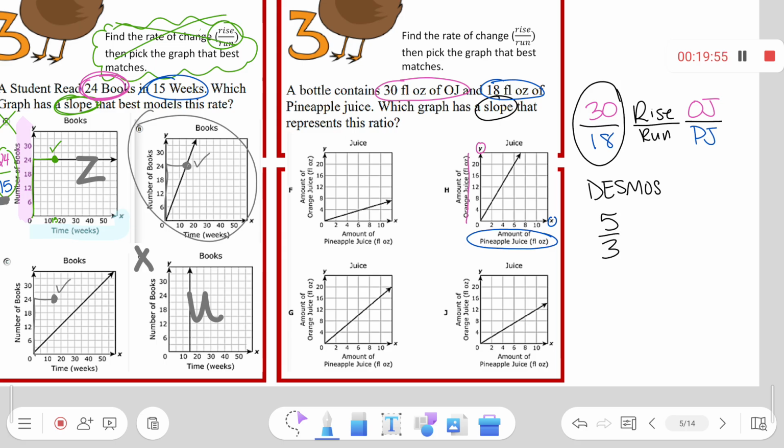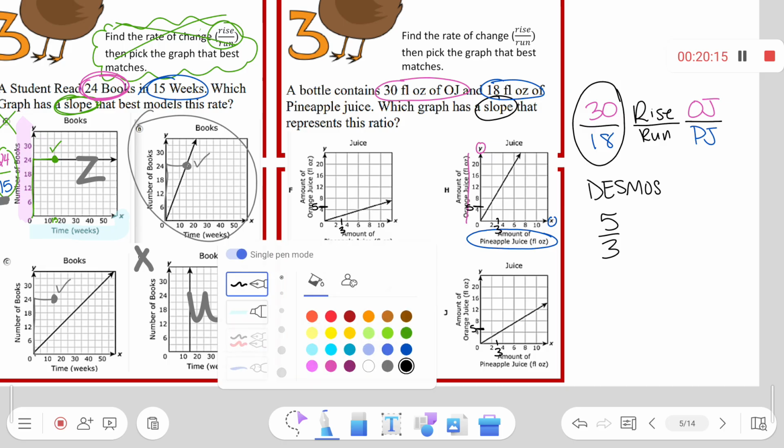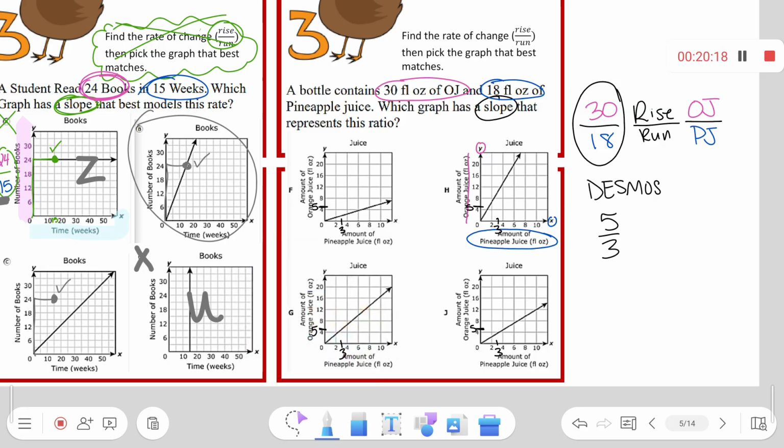I'm rising 5 and running 3. 5 is between the 4 and the 8, but a lot closer to the 4. I'm going to mark that on my graphs, just easy for me to see. And 3 is exactly between 2 and 4. I just marked those on my graphs, easier for me to see. Now I'm trying to go, can I rise 5 and run 3? Rise 5, run 3, and I should fall on the line. And the only one I appear on the line for is answer G.